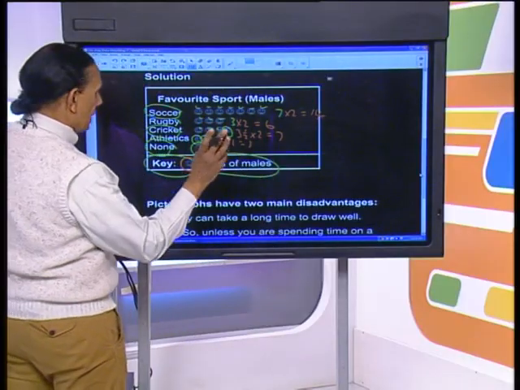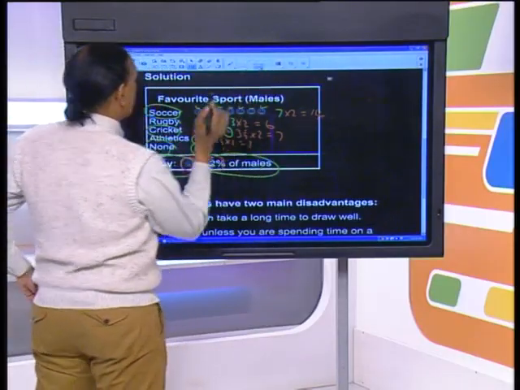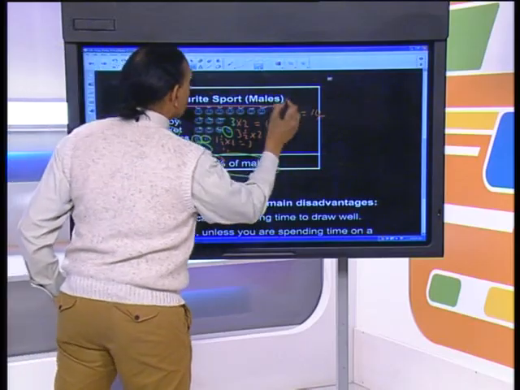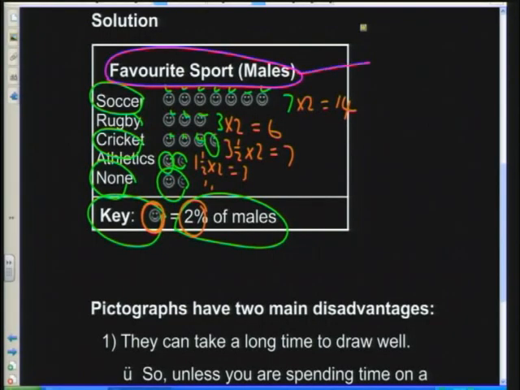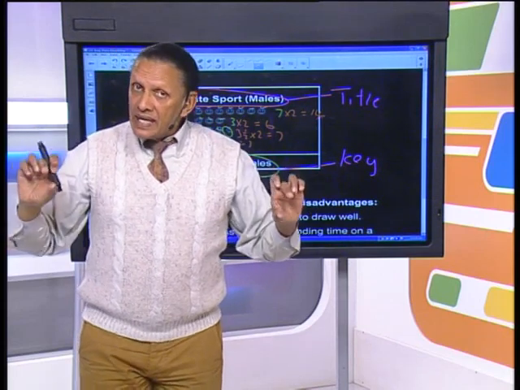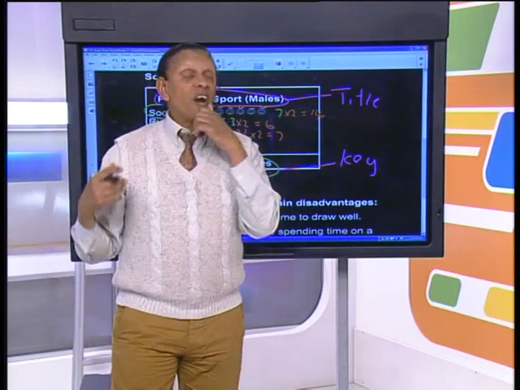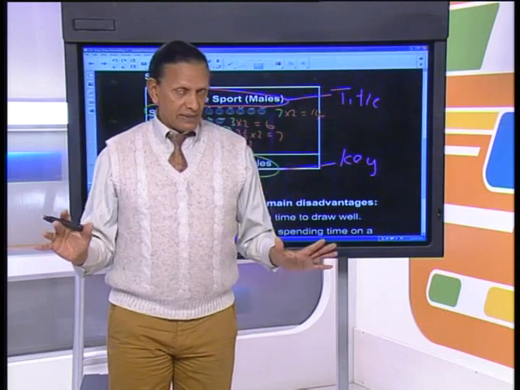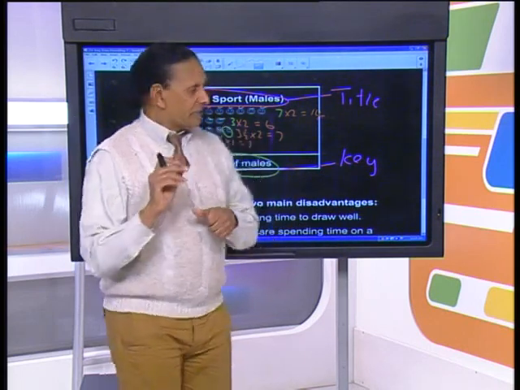Now, very important, guys. When you do this, you must have a title. Right, remember, you must have a title, and you must have a key. So when you do a pictograph, you must have a title and you must have a key. Very important. Otherwise, the graph will not make sense. Are we okay with that? All right.